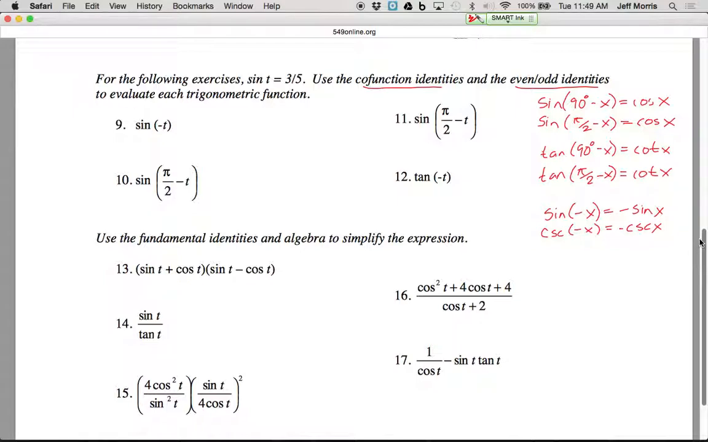What else was an odd function? Cosine was what? Cosine was an even function. We'll get to that one in a second. Cosine, well, I'll do it right now. What do you do with cosine negative x? Drop the negative. Cosine x.